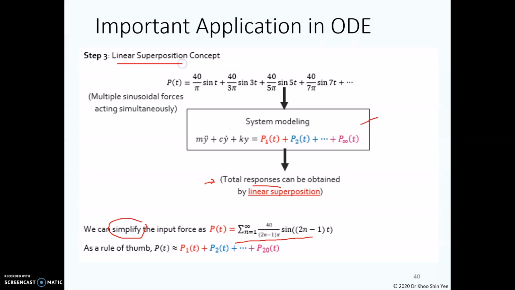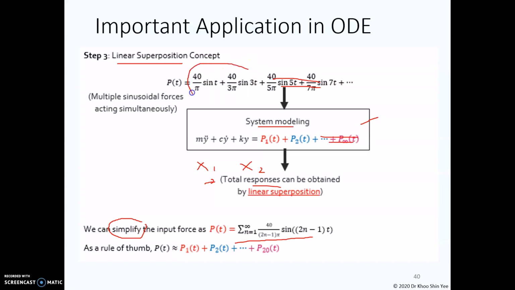So linear superposition says that if you have a force 1 here acting on the system, then for the system modeling, you only have force 1 acting on this system, and the response that you obtain is due to force 1. If you have force 2 only acting on the system, then the system modeling will be due to force 2 only, and you will obtain the result due to force 2.